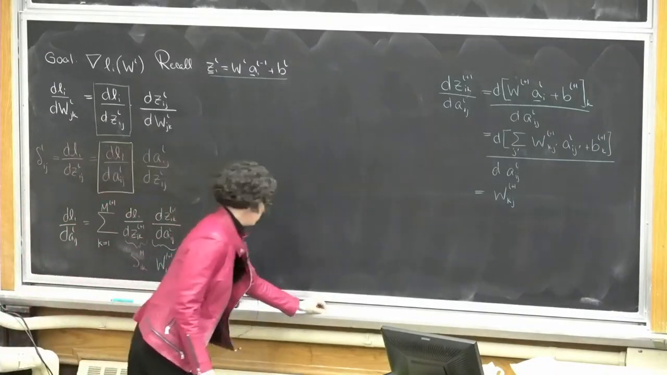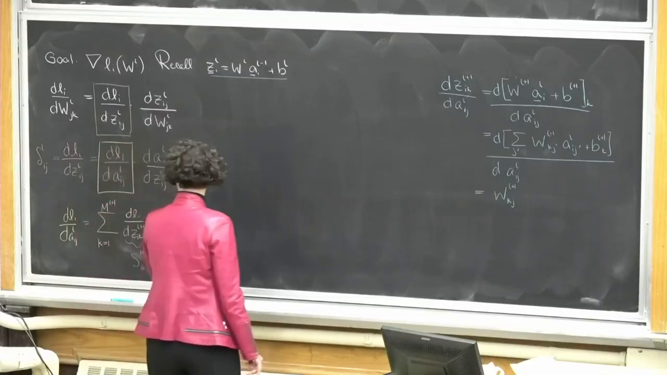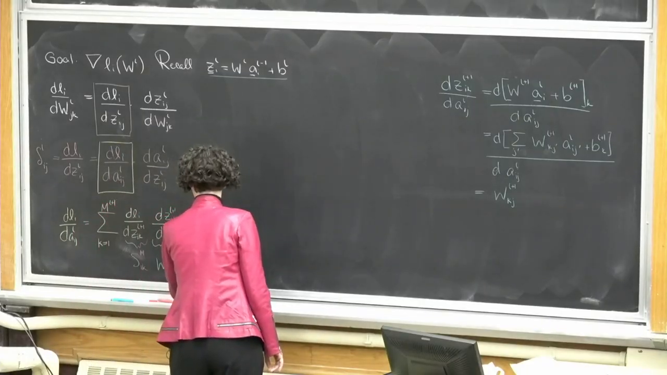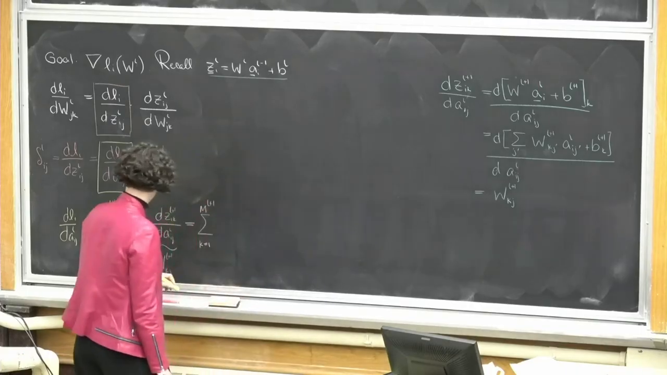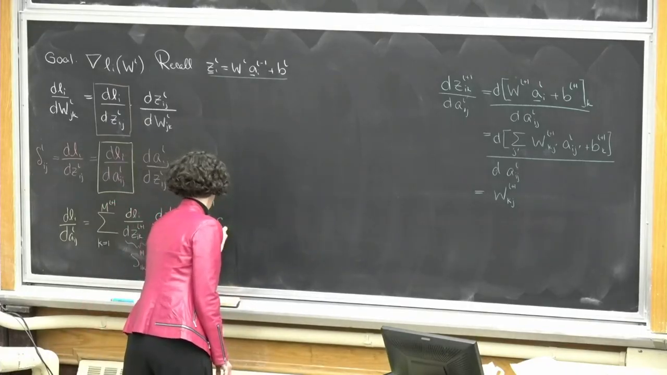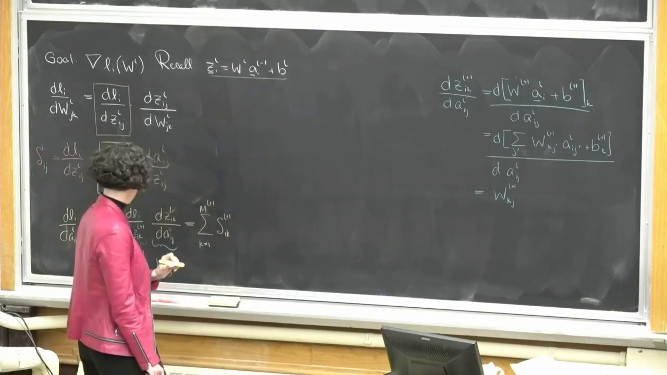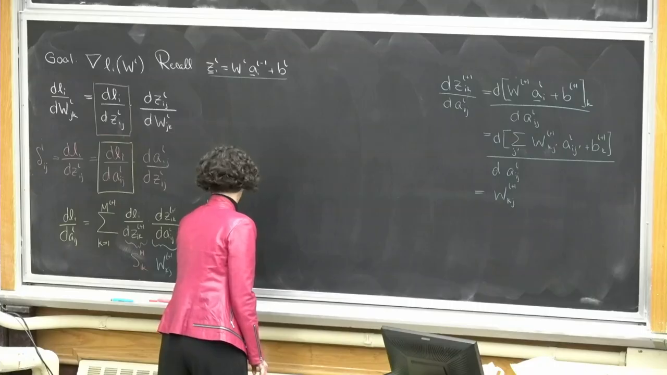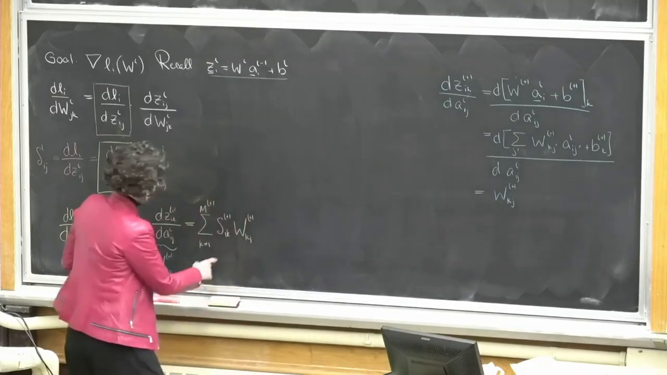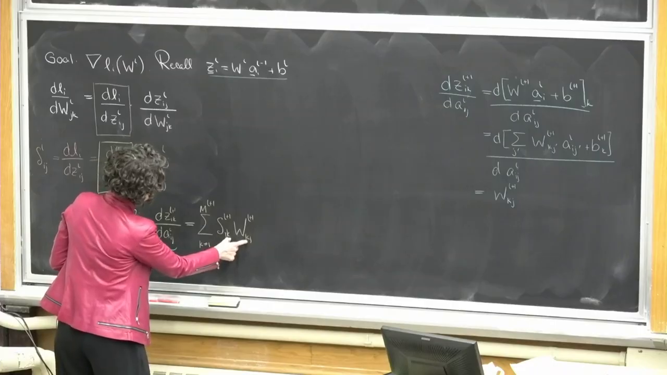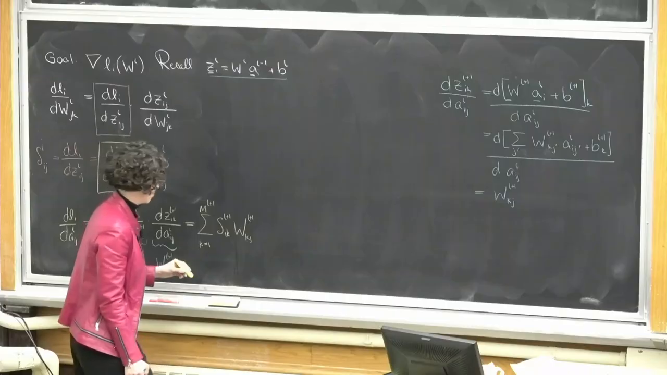Okay, so putting these pieces together, we have here that this is equal to the sum from k equals 1 to m_{l+1} of delta_ik for the (l+1)th layer times W^{l+1}_kj. And now as we see that we're summing over k's here, we see that we're computing a product that looks a lot like an inner product.